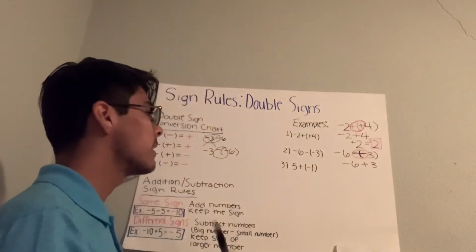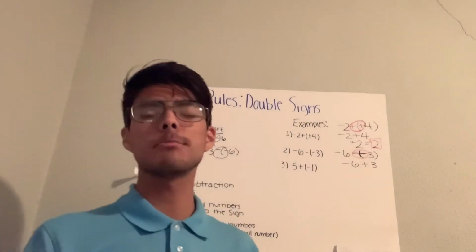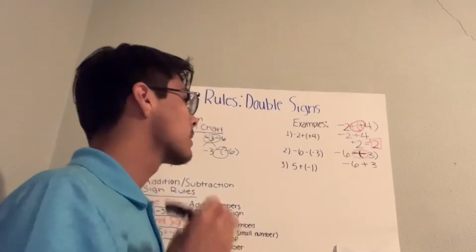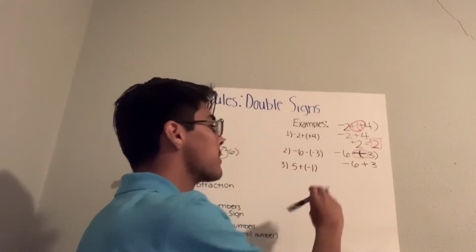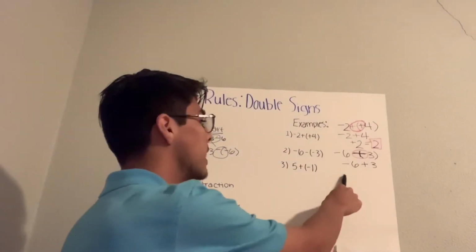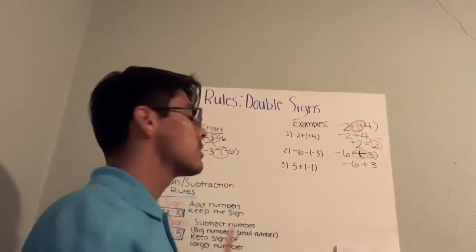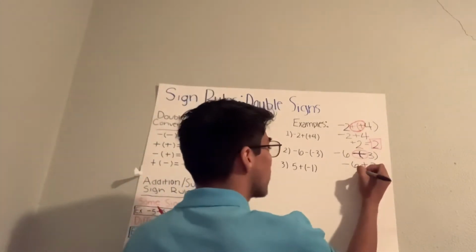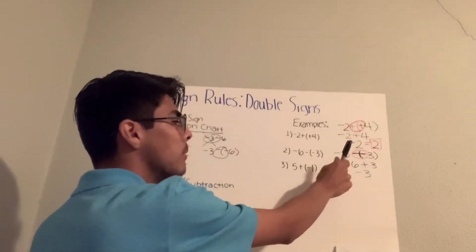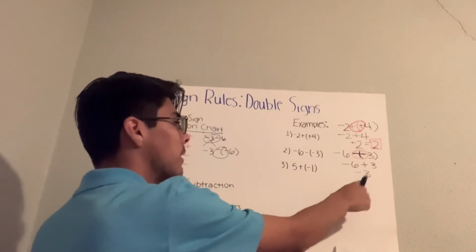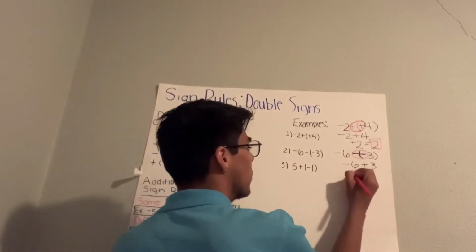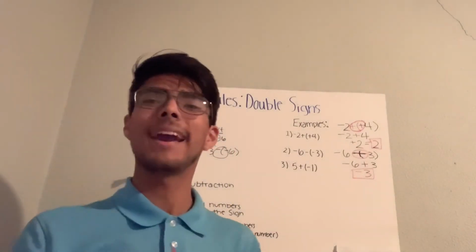Okay, so now let's use our addition and subtraction rules. They are going to be different signs, and you're going to subtract the smaller number from the bigger number. So negative 6 plus 3 is going to be negative 3. And we're going to keep the sign of the larger number and add it to our final answer. So our final answer is going to be negative 3. Okay, any questions?